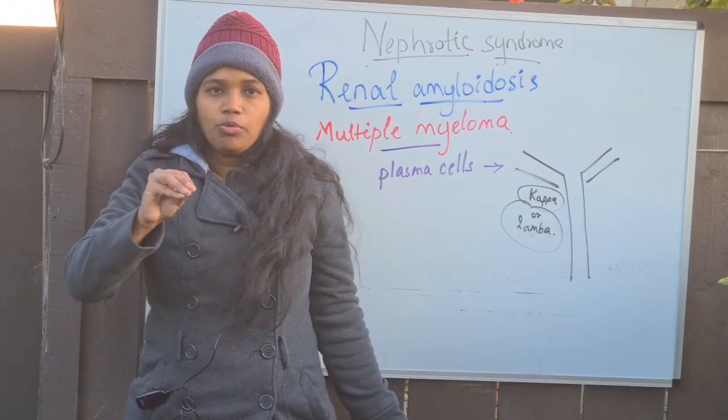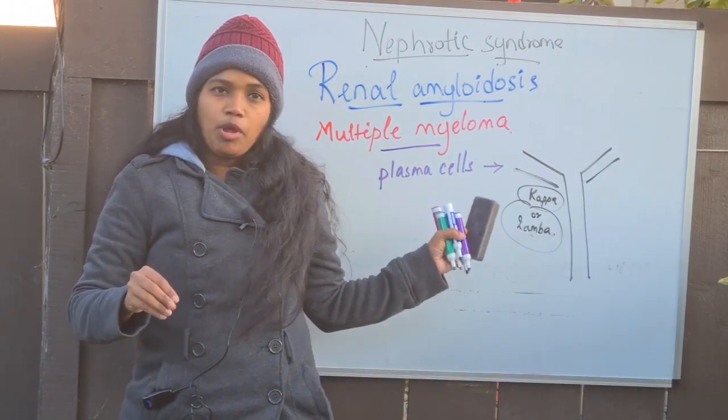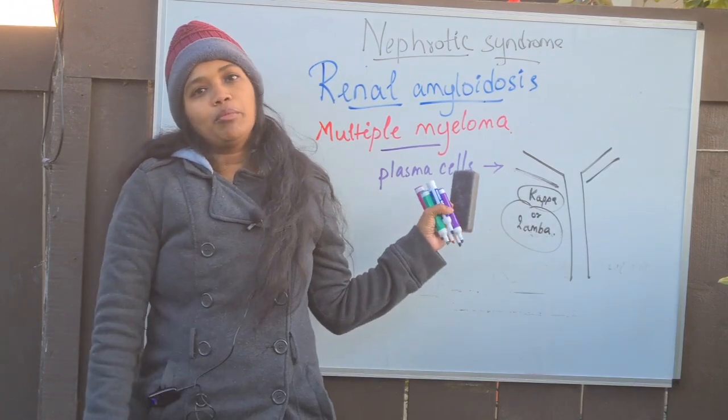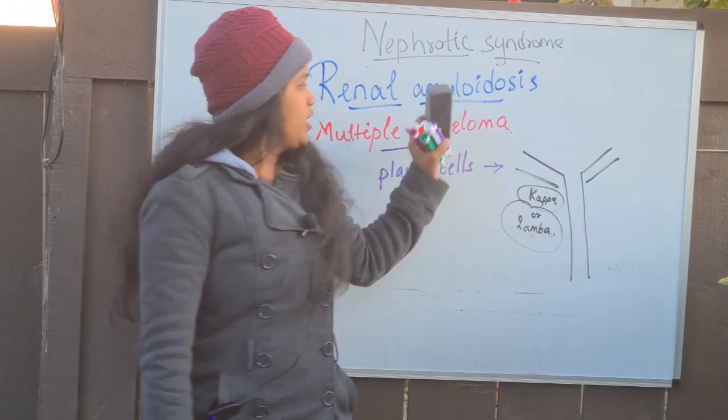Along with the protein which is being seen in the urine, these abnormal proteins will also get deposited in the kidney parenchyma per se, resulting in renal amyloidosis. This is what you should know about renal amyloidosis.